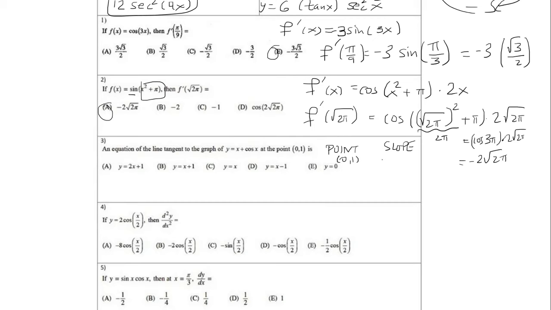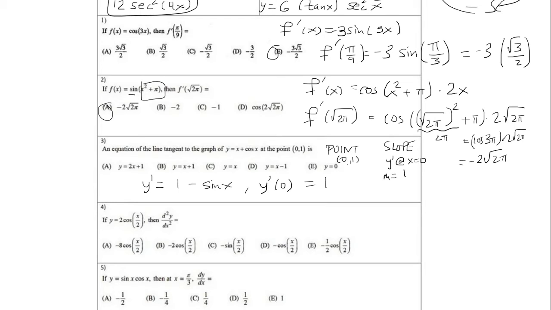Slope is a derivative at the x value, which is x equals 0. So think of it as y prime at x equals 0. So you need to take the derivative of y. That would just be 1 minus sine of x. If I plug in x equals 0 now, I get 1 minus sine of 0. Sine of 0 is 0, so that's just going to be 1.